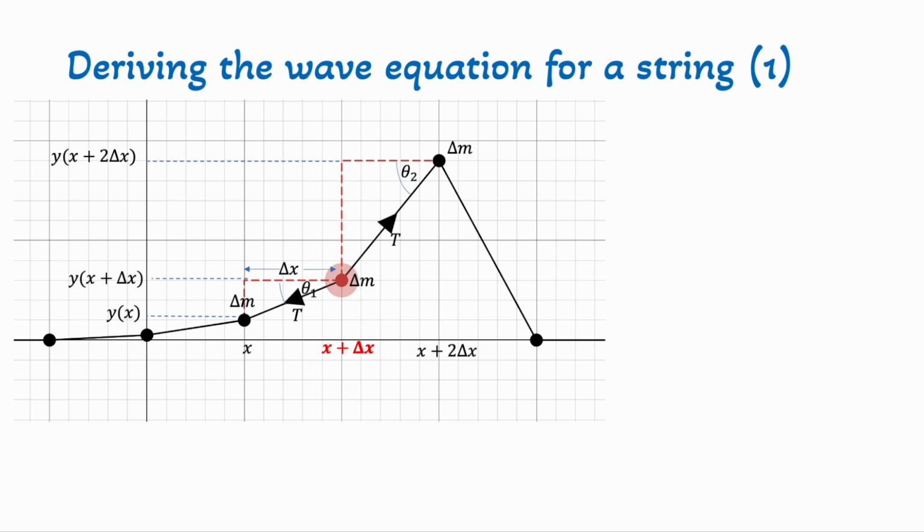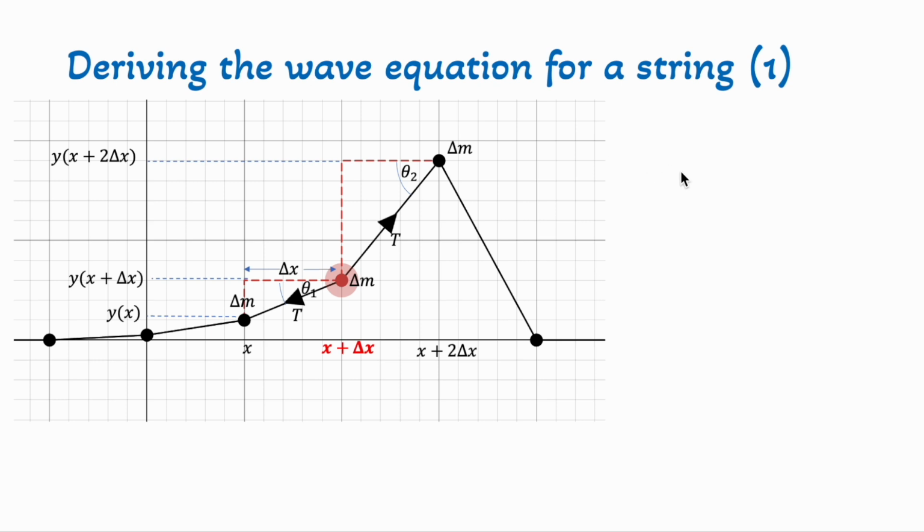So if I think about what is the force acting on my red highlighted mass delta M. Okay, and I'm only interested in the force in the y direction, and then I'm going to say, well, that must be equal to delta M times the acceleration in the y direction. So I'm applying F equals ma in the y direction to that mass. So how big is that force?